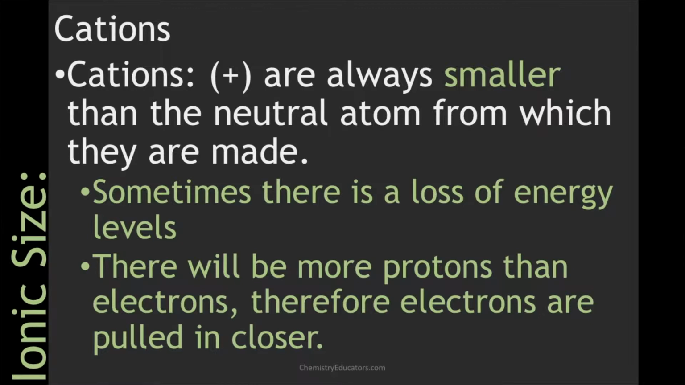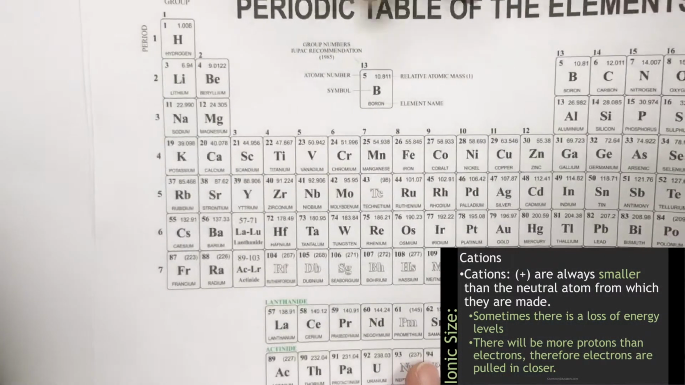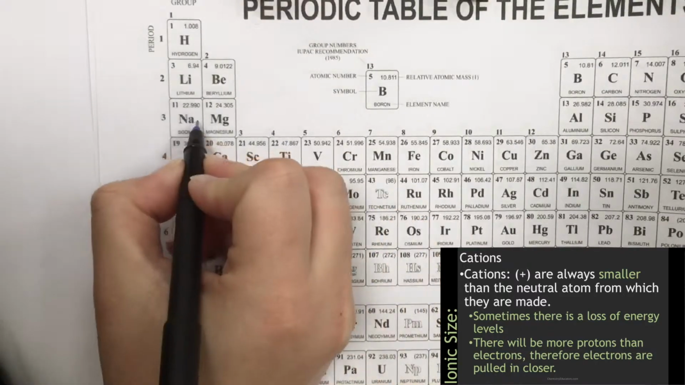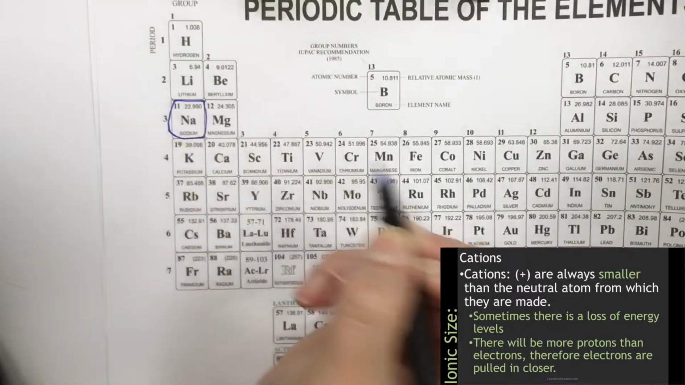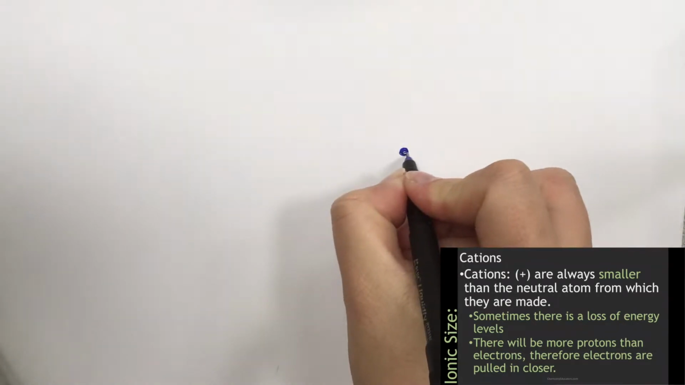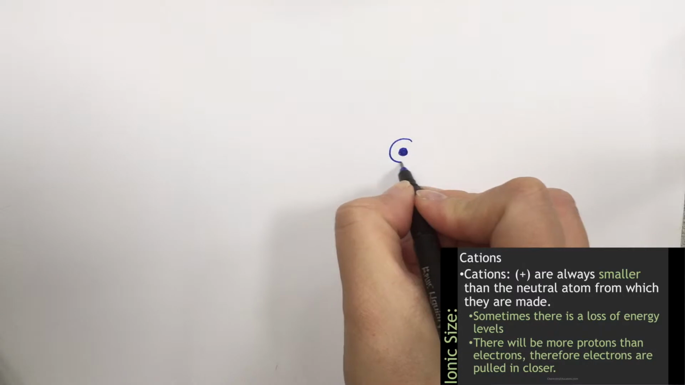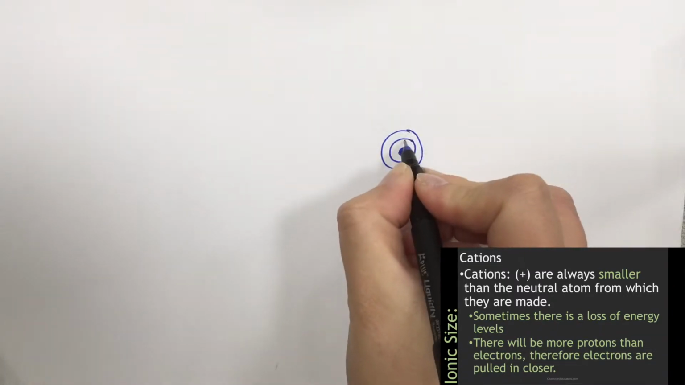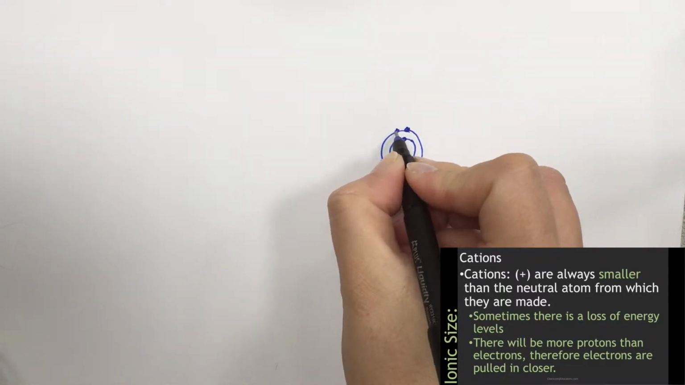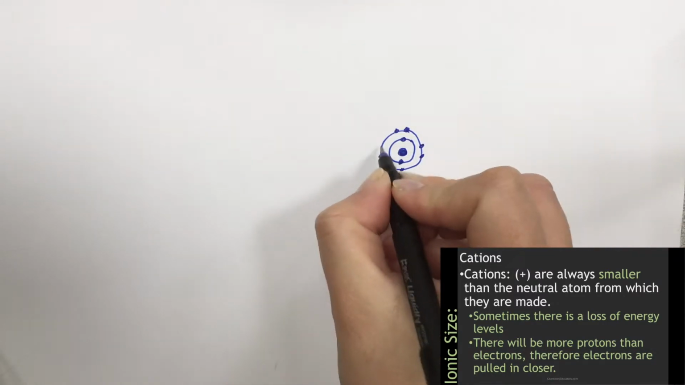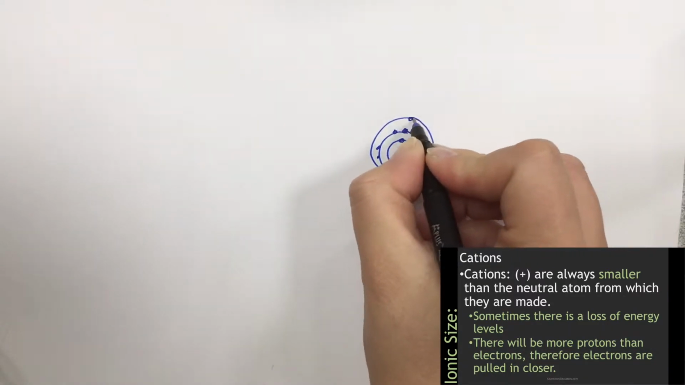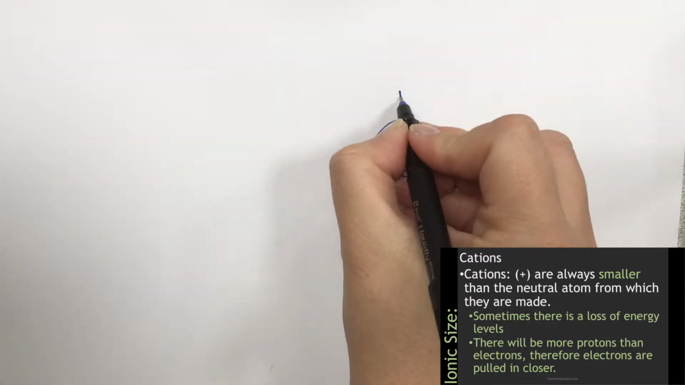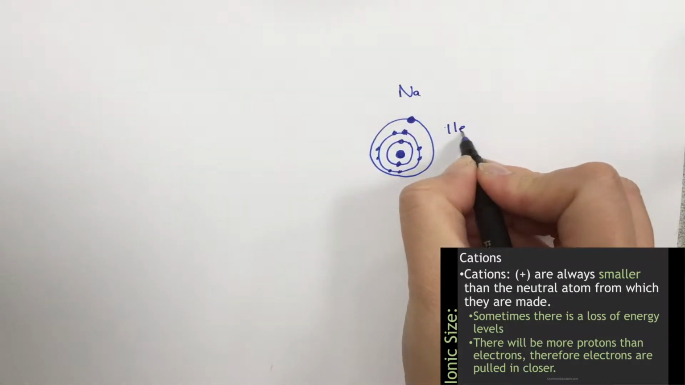And sometimes you'll lose an energy level to have a cation. So for example, if sodium were to become a cation, it has 11 protons. So for sodium, we'll just say here's the nucleus. It has 11 protons and it has 11 electrons. So 1, 2, 3, 4, 5, 6, 7, 8, 9, 10, and 11. So the neutral atom of sodium has 11 electrons.